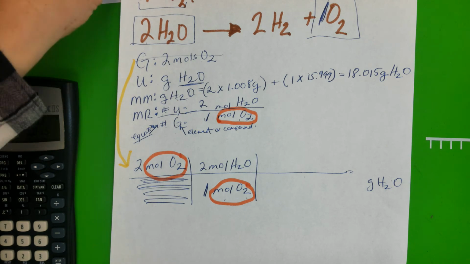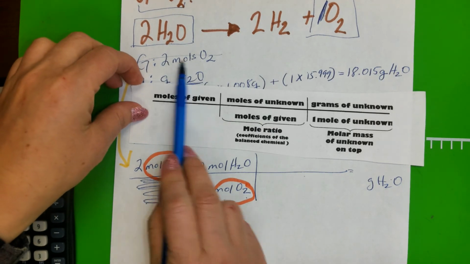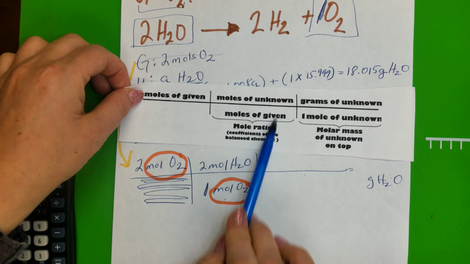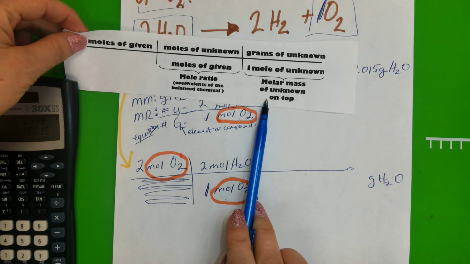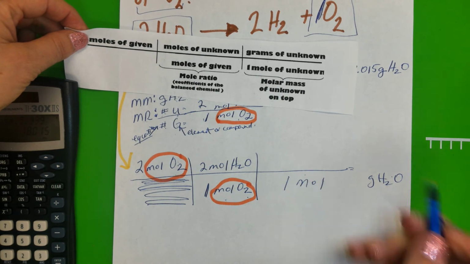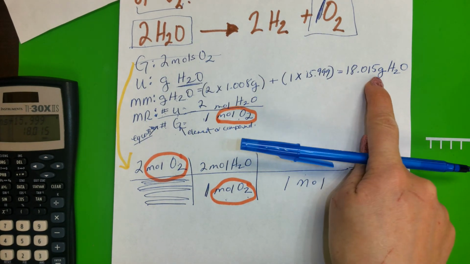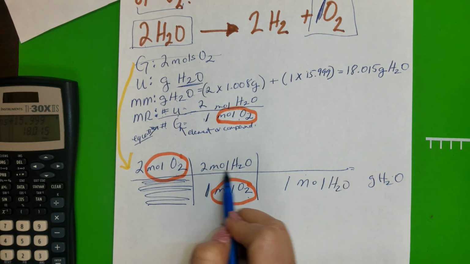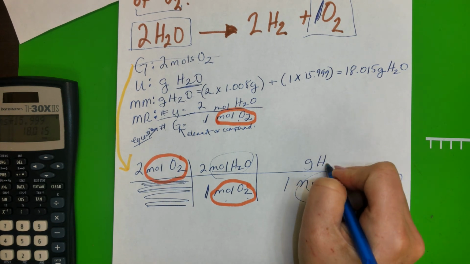If you want to check your answer, you see how it's moles of given. That's my given. My mole ratio goes second, so you can always check your answer. And the last one is molar mass, and it even tells you it's 1 mole here, and the grams will be of your unknown. Moles of H2O, moles of H2O. So this will be grams of H2O.